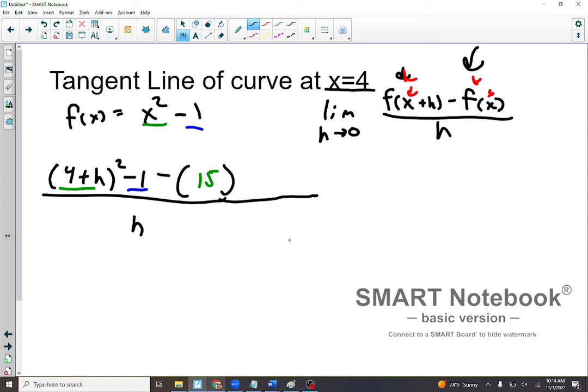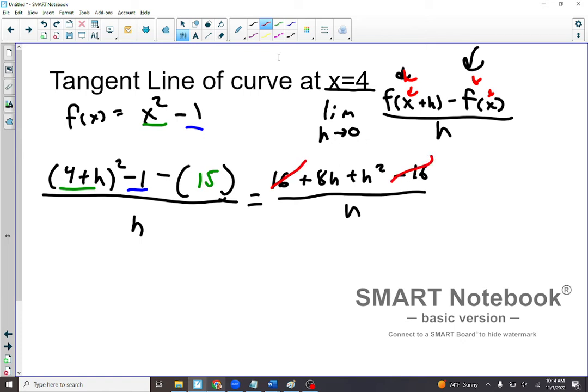Over h. Again, if I could plug in h equals 0, I would do that already, but I can't yet because there's still h on the bottom. On the top, I'm going to need to FOIL that. So 16 plus 8h plus h squared, and then negative 1 minus 15 is negative 16, all over h. Well, wait a second, we have 16 minus 16. We could cancel those out.